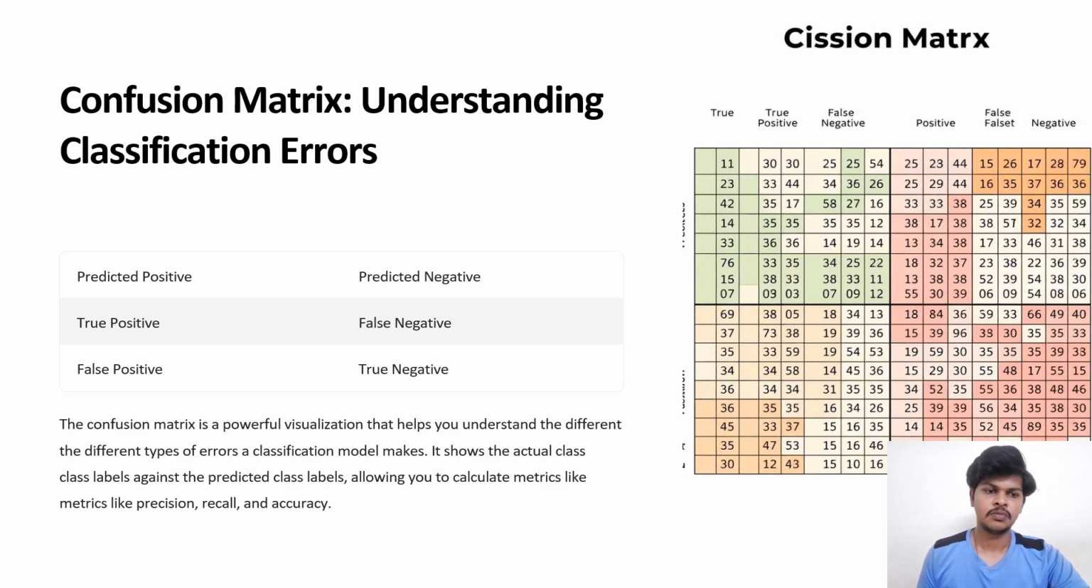Confusion matrix. A confusion matrix is a powerful visualization that helps you to understand the different types of error. It shows the actual class labels against the predicted class labels, allowing you to calculate metrics like precision, recall, and accuracy.